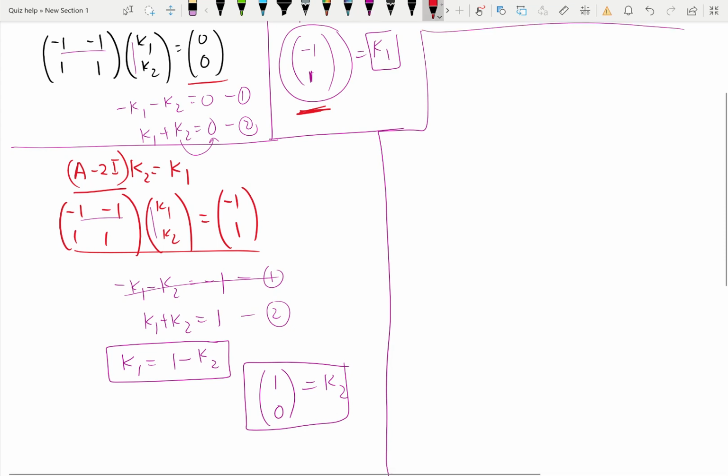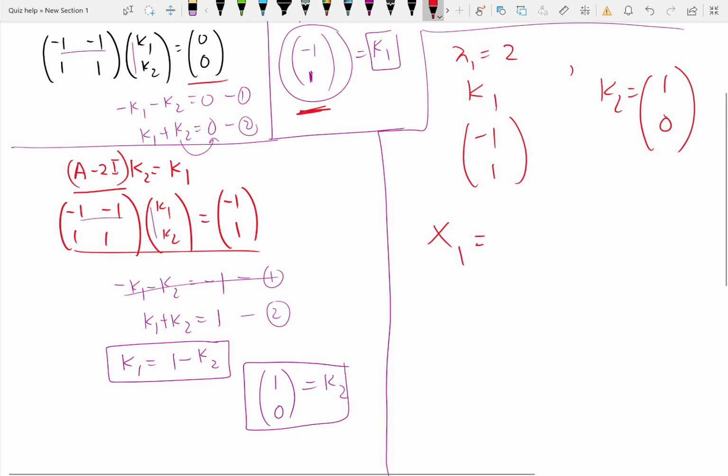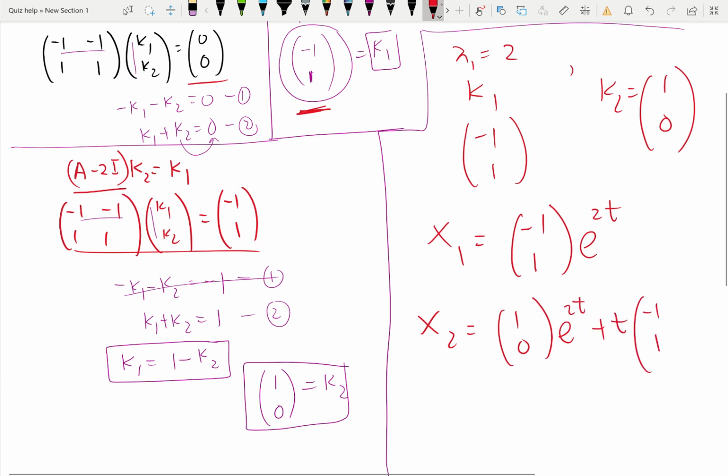So the eigenvalue was 2. The natural eigenvector k1 is negative 1, 1, and the generalized eigenvector is 1, 0. Now let's construct the fundamental set of solutions. x1 is negative 1, 1 times e to the 2t. x2 is 1, 0 times e to the 2t, plus t times negative 1, 1 times e to the 2t. So this is x2, right?